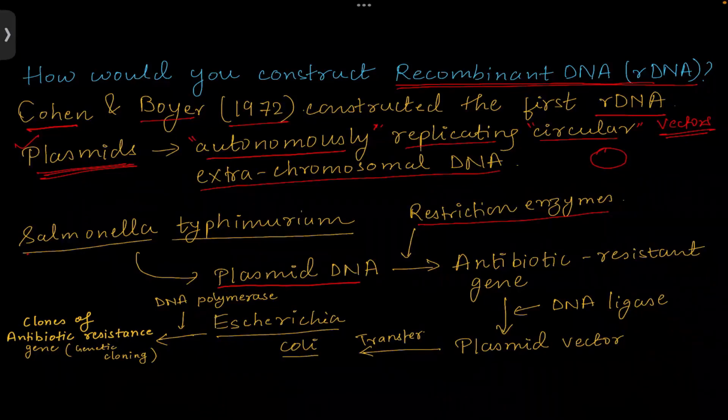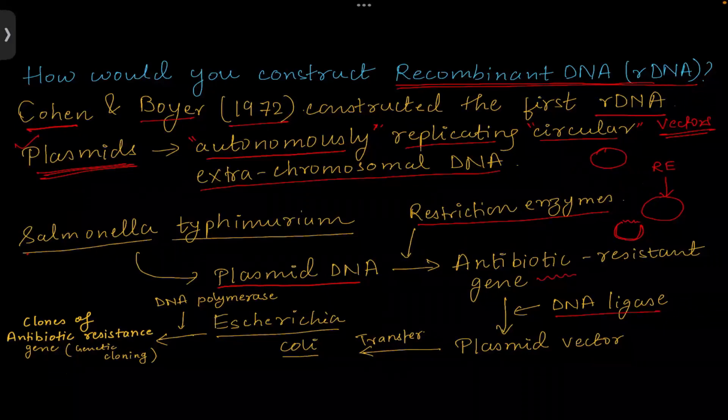So when they did that, they ligated, or linked or joined, a gene that is antibiotic resistant to this plasmid DNA. So this is the plasmid DNA. They have cut it using a restriction enzyme, because of which it has become like an open circle, like an open U shape. Now here the antibiotic resistance gene is ligated using the enzyme DNA ligase. So the resultant vector will be something like this.